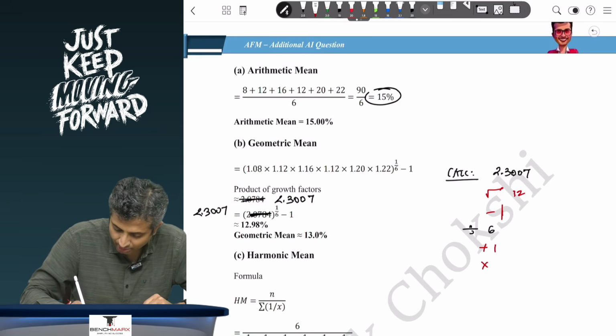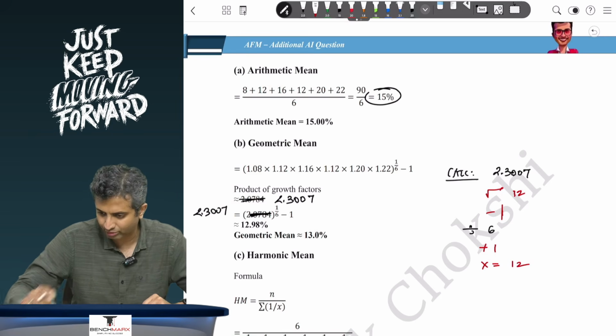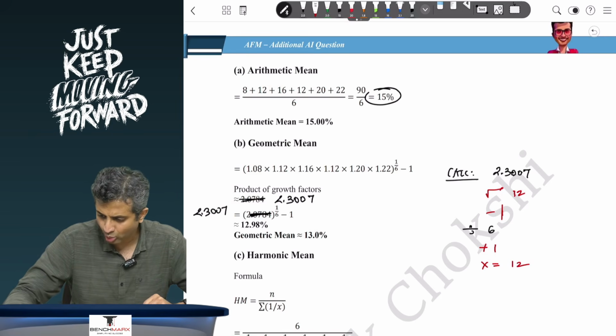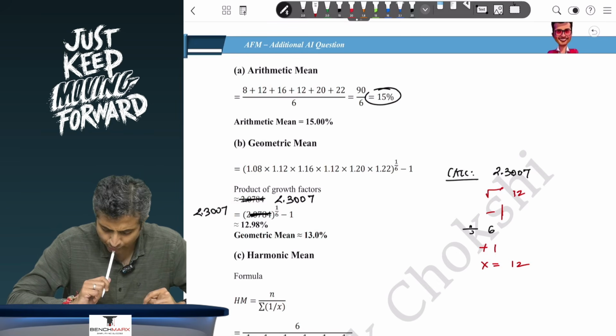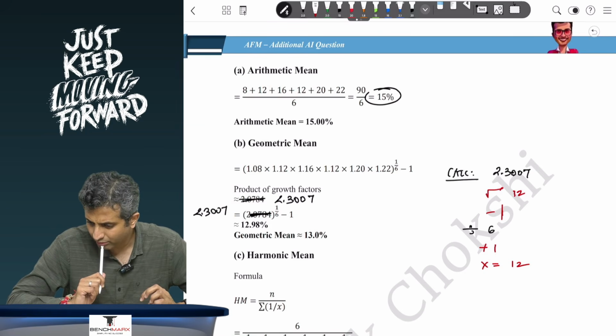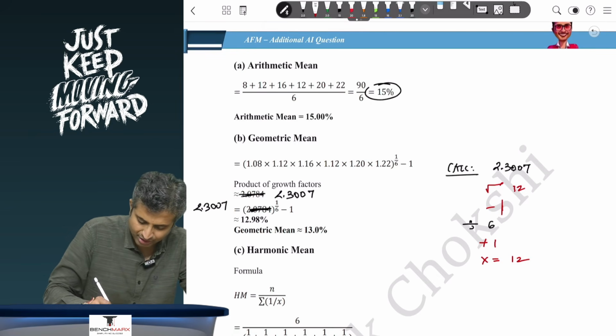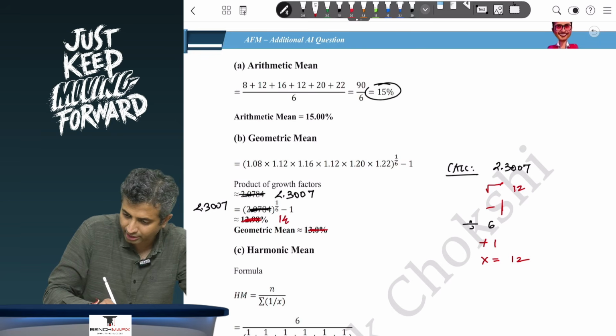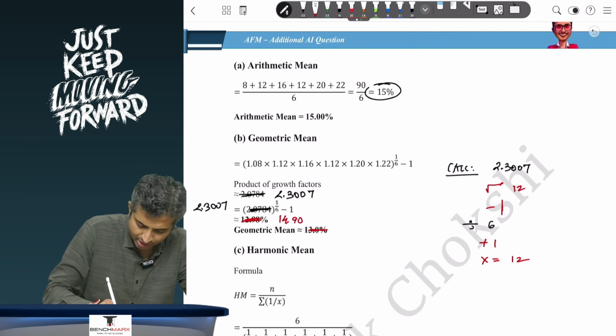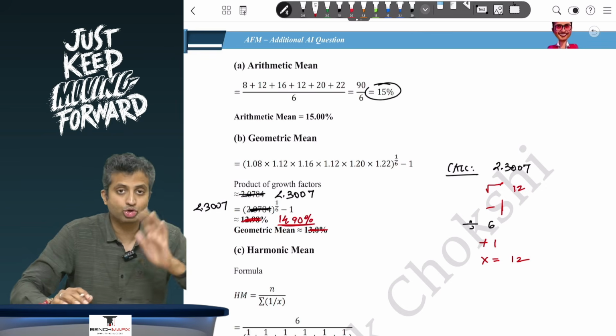You do plus 1 and then raise to power 12, so 1, 2, 3, 4, 5, 6, 7, 8, 9, 10, 11, 12. So maybe around 14.9 approximately. You'll have to verify this once, but this is approximately 14.9%. You can say this is your geometric mean.